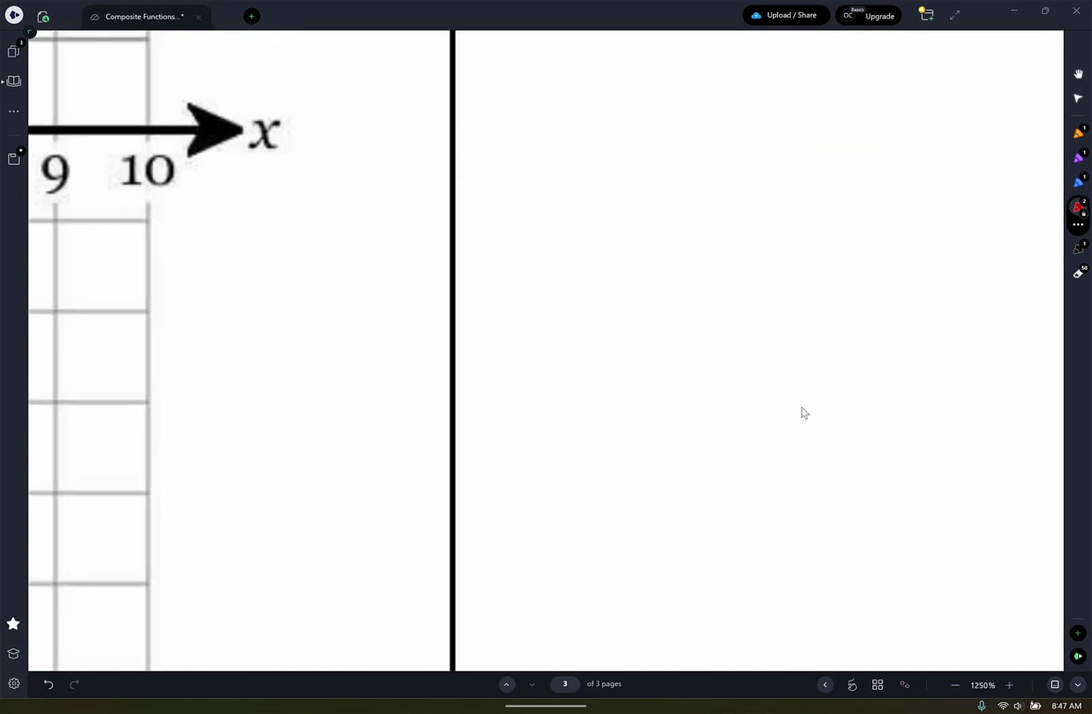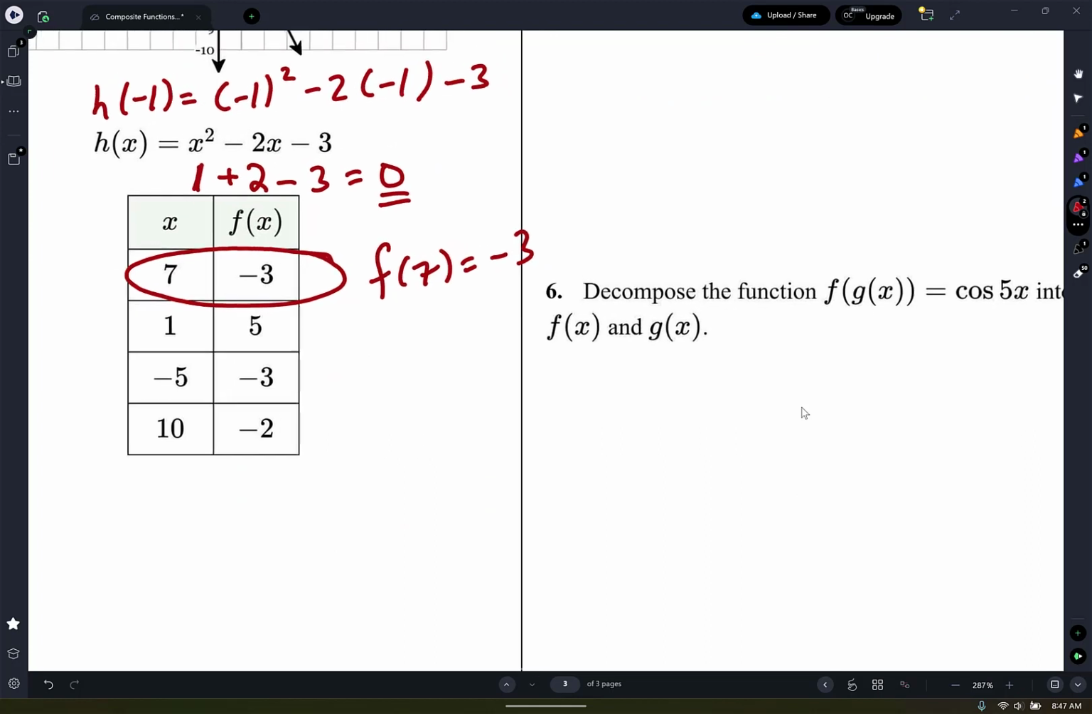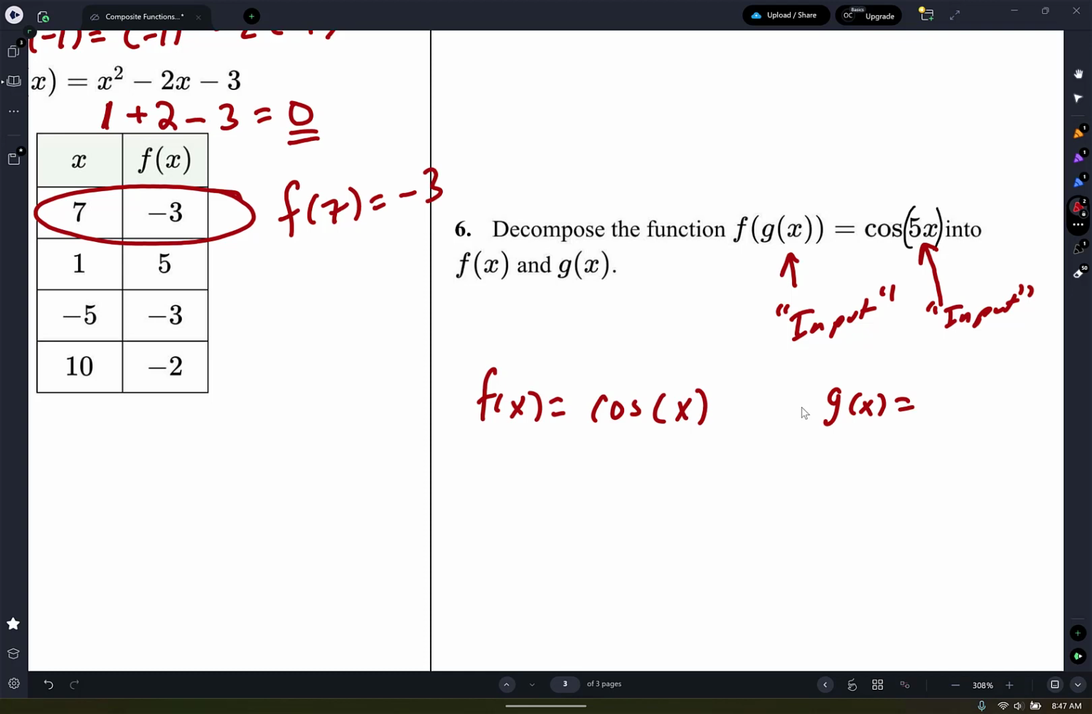Does that make sense, guys? I'm going to go slow. Let's do it again. Look at number 6. I'm going to go really slow. Notice, and if you want to put parentheses right here because it helps, the g of x is your input for f of x. So, what's my input in here? That 5x. So my f of x is, not probably, it is cosine of x. And my g of x is 5x. And then I test it.